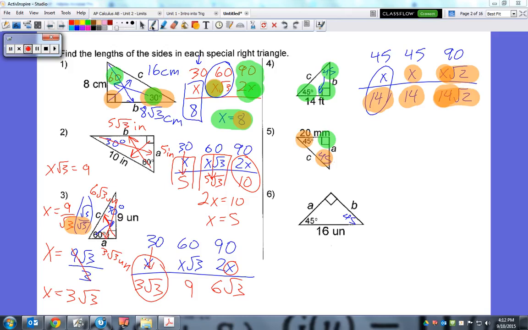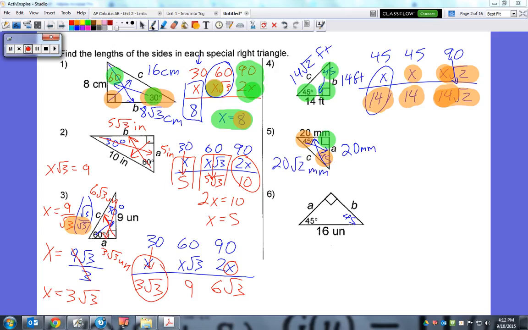Okay, so the hypotenuse, opposite from that 90, is going to be 14 root 2 feet, and b over here is just going to be 14 feet. Okay, so this one is easy if you can tell. So these two are going to be the same, so that I'll get 20 millimeters, and then the last one will be 20 root 2 millimeters.